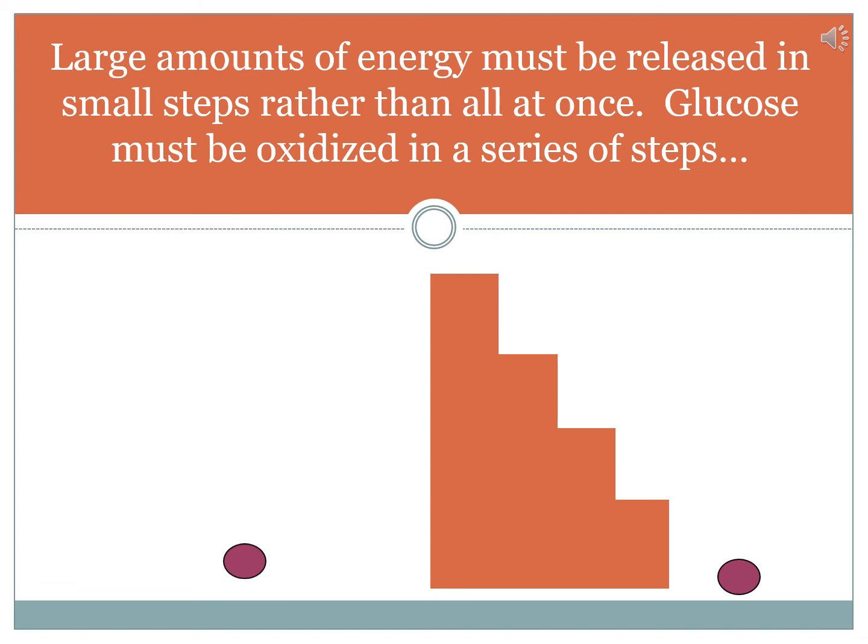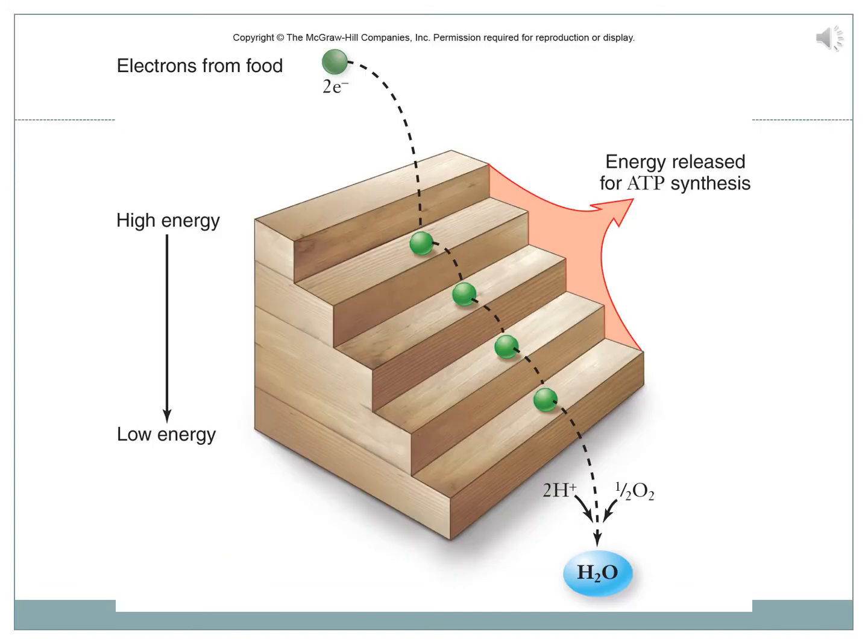So instead of releasing a single explosive burst of energy, electrons fall to lower and lower energy levels in steps, releasing stored energy with each fall. Here's the diagram from your textbook, which shows the electrons from food as they fall to lower and lower energy levels in steps, releasing stored energy with each fall as they tumble to the lowest or most electronegative electron acceptor, oxygen. And along the way, the energy released is used for ATP synthesis.